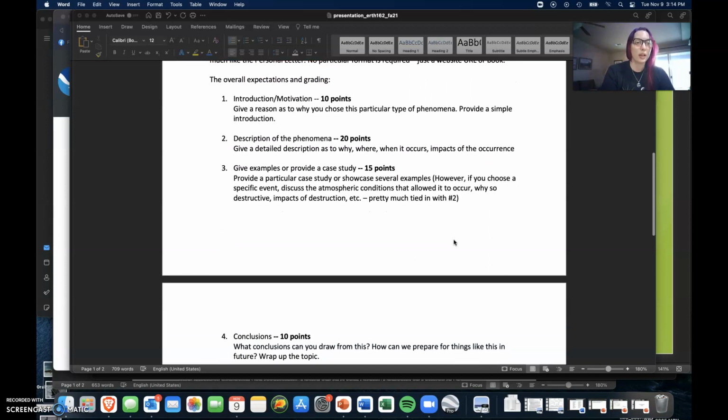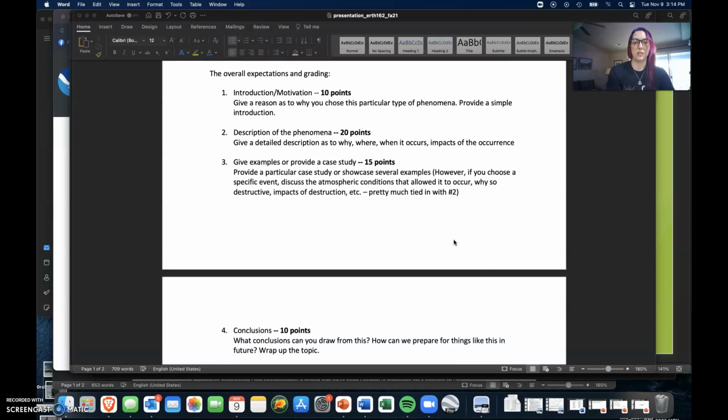So, overall expectations of the presentation itself. I want some sort of introduction or motivation. I want a description of the phenomenon, and I want examples or some sort of case study. So, you can showcase several examples. I know with some things, like if you try and do asperitas undulatus clouds, which are these really interesting, beautiful, sort of wavy clouds, there's not a whole lot of case studies on them, but there are several video examples. So that could be something there.